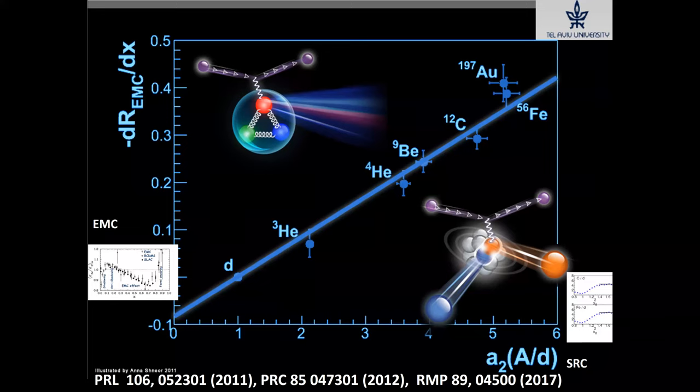Now we know the short range correlation pairs are high momentum. Wait, how did you quantify the short range correlation pairs? By all nuclei, we'll get to it, but all nuclei have the same high momentum tail above the Fermi sea level. And the difference between one nucleus and another is only a scaling factor which tells you how many pairs you have. And this is the scaling factor.